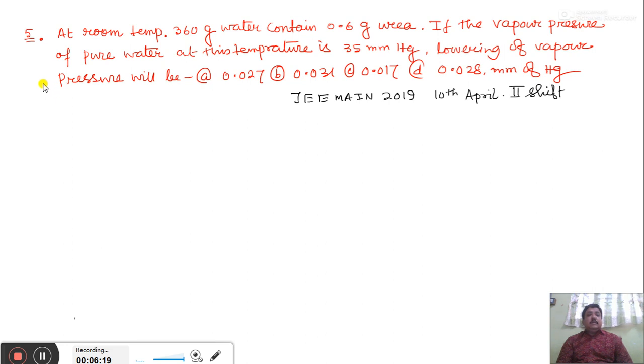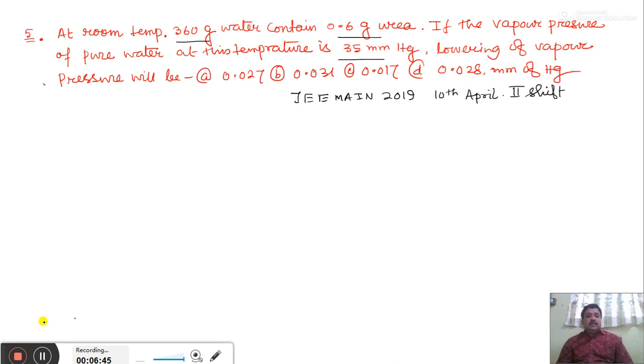The next problem: at room temperature 360 gram water contains 0.6 gram of urea. If the vapor pressure of pure water at this temperature is 35 mm of Hg, then the lowering of vapor pressure will be, there are 4 options. This question also came in the JEE Main 2019 exam.